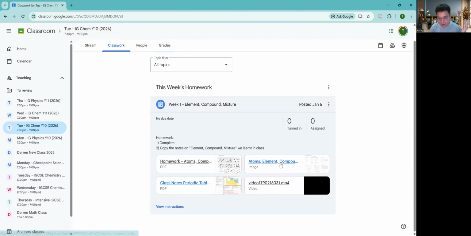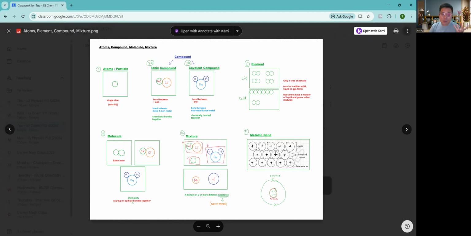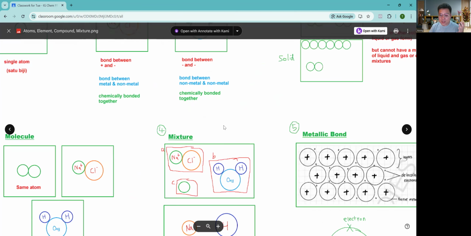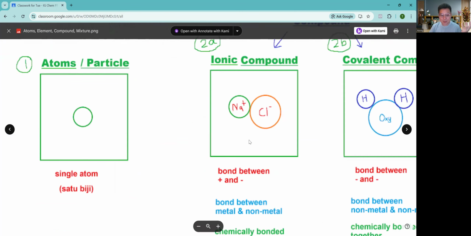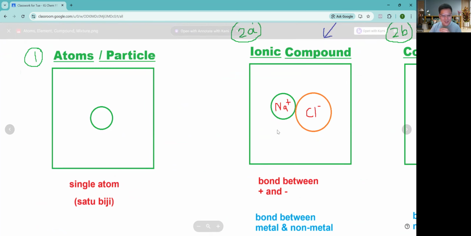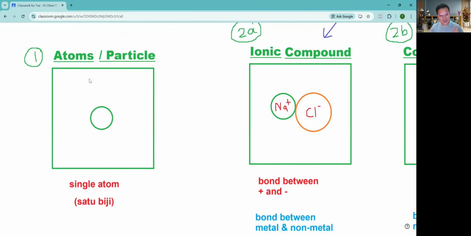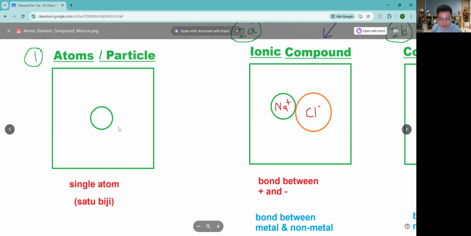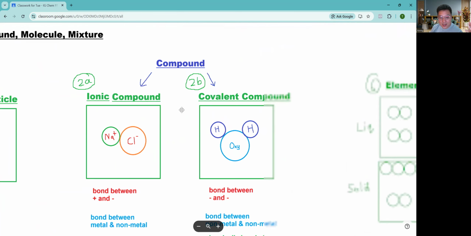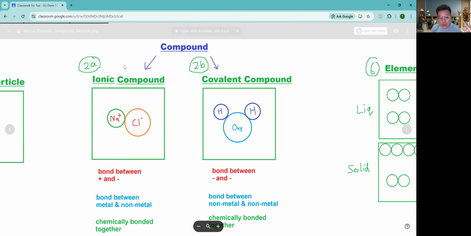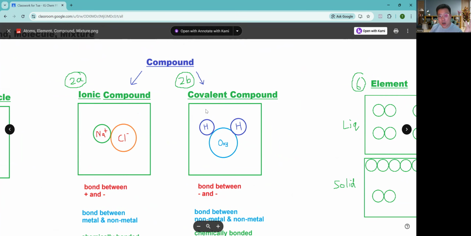Hope everyone is clear. The next thing that we learned in class was atoms, elements, and compounds. Basically six things. We took quite some time to go through them, but here we're just going to speed run it. An atom is one particle, so we call it an atom or a particle, as you can see in this drawing. The second one, which I labelled 2A and 2B, is compound.